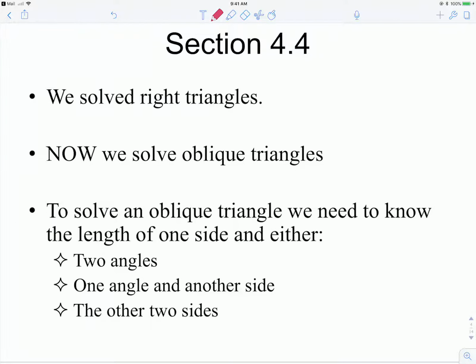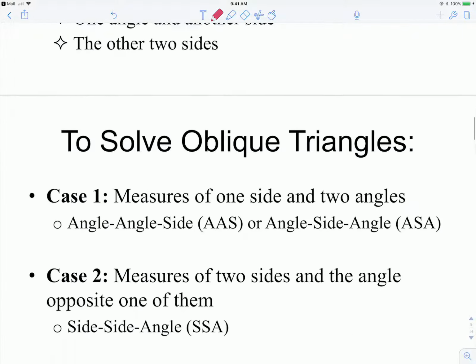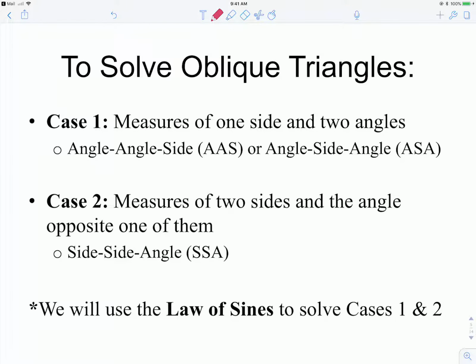Okay, so we're going to be solving oblique triangles when we know one of the sides and then either two angles of the triangle, one angle and another side, or the other two sides. So here are the first two cases, which are the two cases that we're going to be solving using law of sines. Case one is angle, angle, side. So if you're given an angle, another angle, and a side, angle, side, angle.